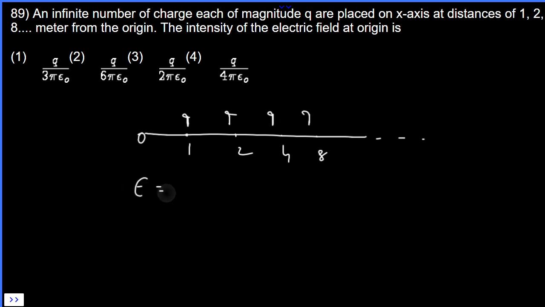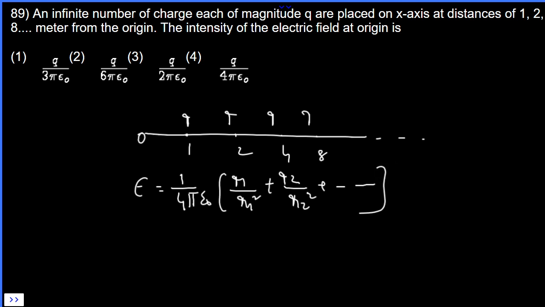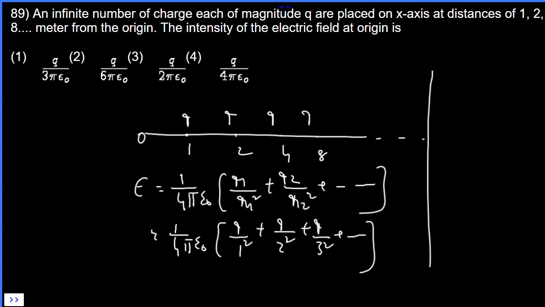So the intensity at this origin is 1 by 4 pi epsilon naught, q1 by r1 square plus q2 by r2 square, because the general formula for electric field is 1 by 4 pi epsilon naught q by r square. From this we get 1 by 4 pi epsilon naught q by 1 square, plus the second charge at 2 meter, and so on. So we get q by 4 pi epsilon naught into 1 plus 1 by 4 plus 1 by 9, and so on.